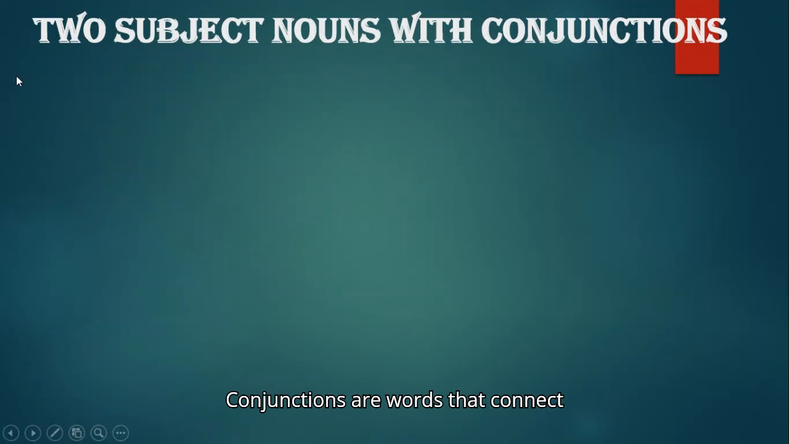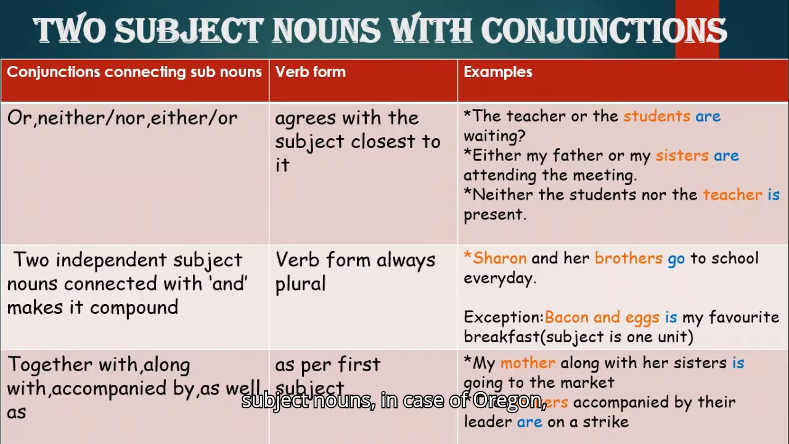Now what are conjunctions? Conjunctions are words that connect sentences or connect nouns. In the case of conjunctions connecting subject nouns, there are or, neither nor, and either or. Singularly, neither and either are always singular. But here we are talking about two or more subjects connected with neither nor or either or. In such cases, the verb form agrees with the subject that is closest to it. So whichever subject is closest to the verb form, the verb follows the number of that subject.